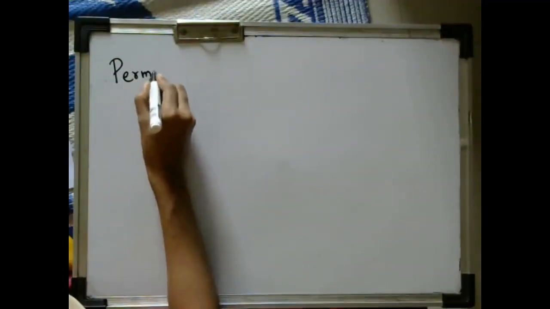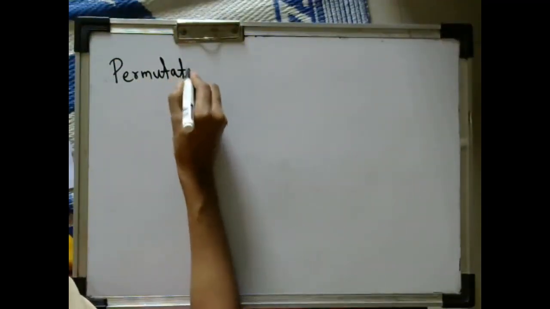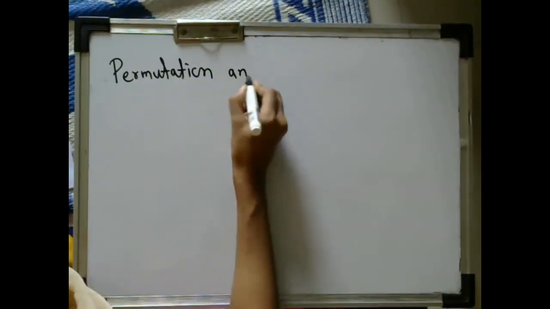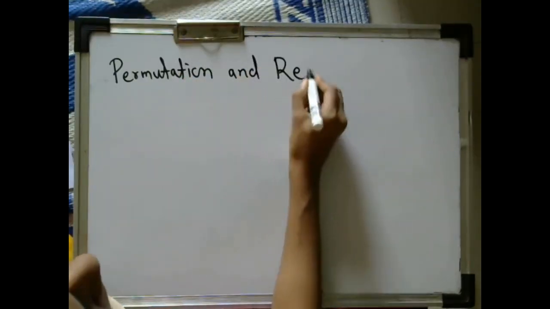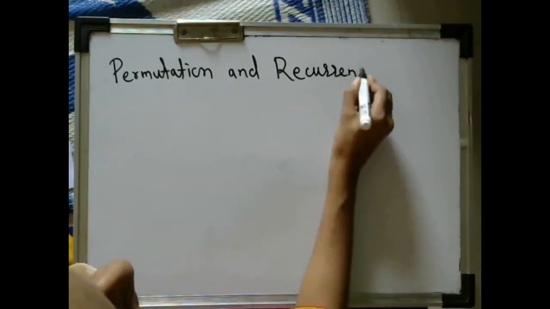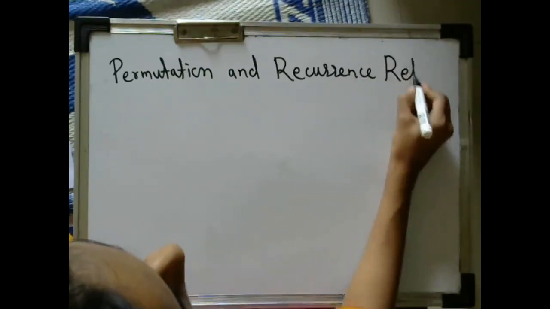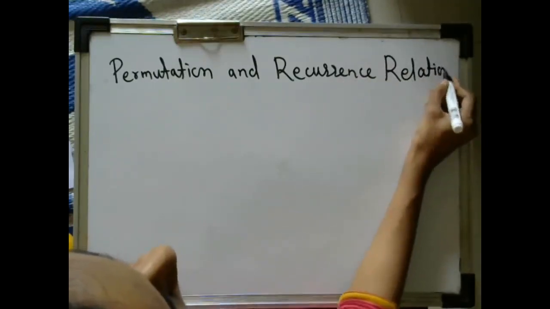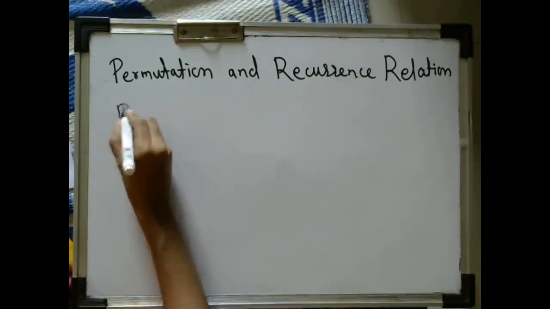So the first chapter is permutation and recurrence relation. This chapter has two parts. The first part is permutation and the second part is recurrence relation. We will be starting with the first part today, that is permutation.